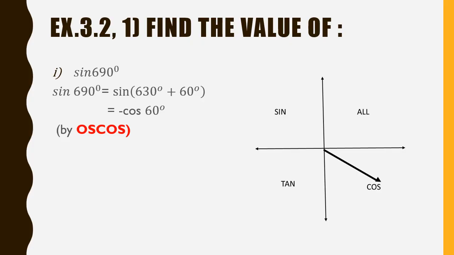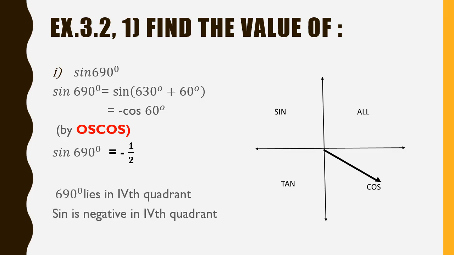Sine 690 can be written as sine of 630 plus 60. That will be equal to minus cos 60. Which rule? Odd multiple, sine becomes cos. Okay. And in the fourth quadrant sine is negative. So we know the value of cos 60. It becomes minus half.